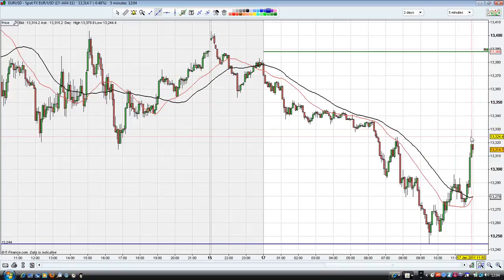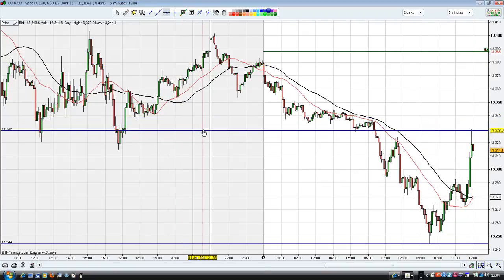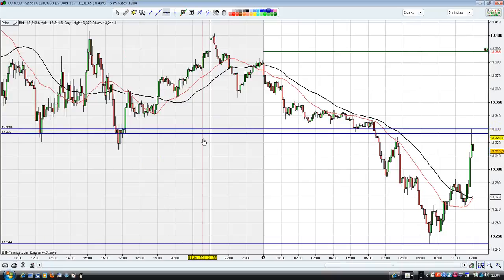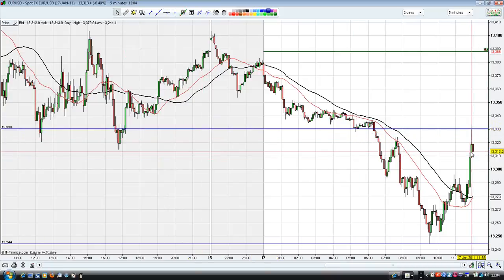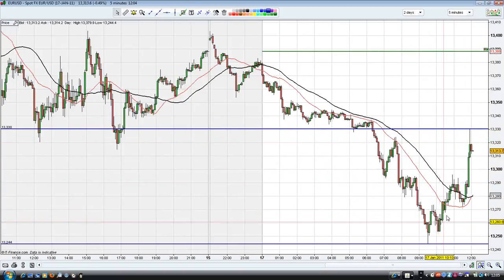So at this point, the new high is at 13,330. The market looks like it's now uptrending. It's making higher highs and higher lows, and it's also broken the moving average 50.